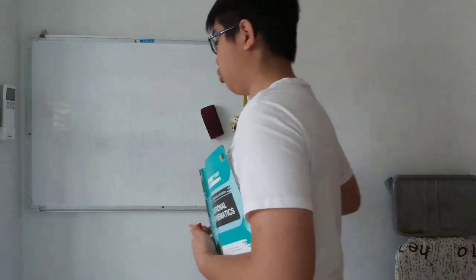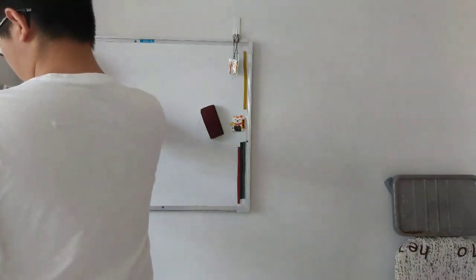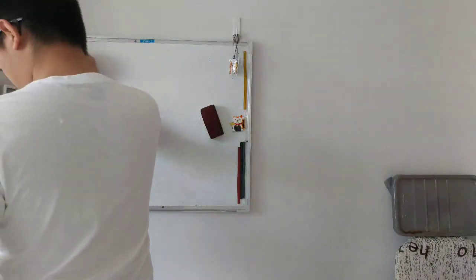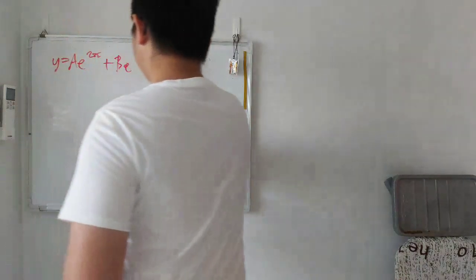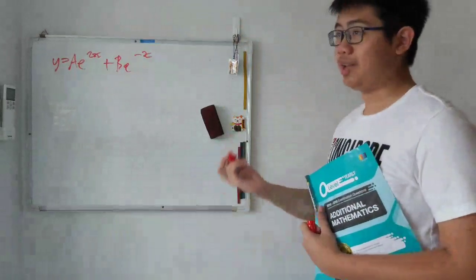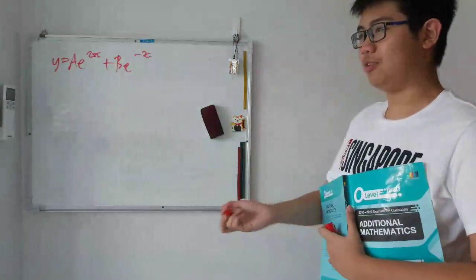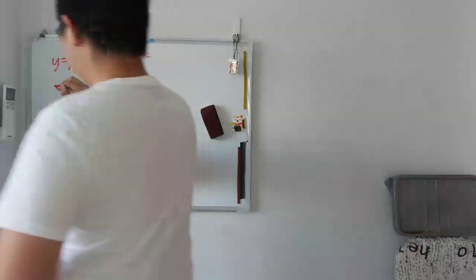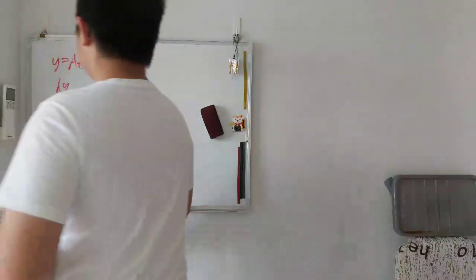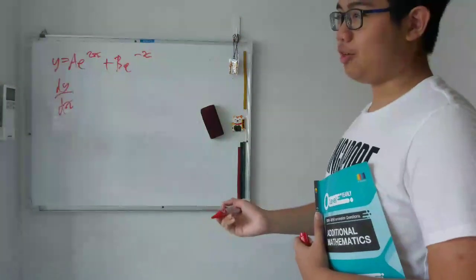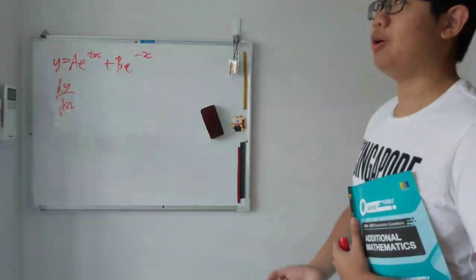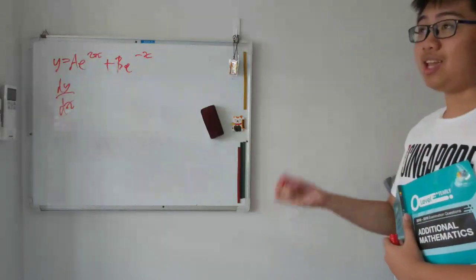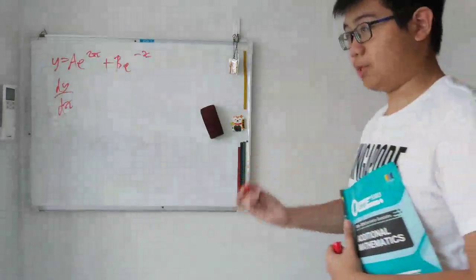So let me just write that down here. What we know is that y is equal to a e^(2x) plus b e^(-x). Okay, so we need to find dy/dx because we have an identity given to us that involves it. So what's dy/dx? Remember, when you differentiate e to the power of x, the easiest thing ever, it is just e to the power of x. And when you have e to the power of ax plus b, you will get a times e to the power of ax plus b.